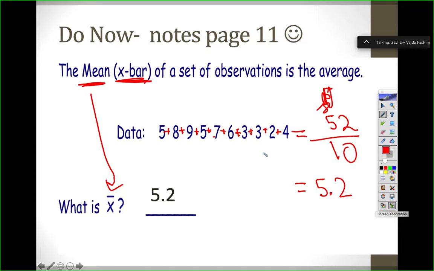Last class we did the median. Today we look at the mean. This is not the middle number anymore, right? This is the weighted average because it's 52 divided by 10 points. The mean.